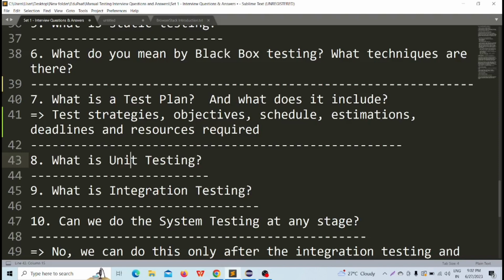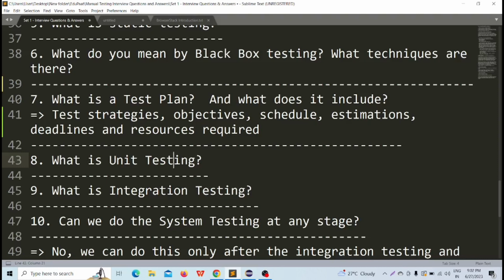Okay, now what is integration testing? What do you mean by integration testing? We know that after unit testing, integration testing will be done. The unit testing video is also there in my playlist, you can see my unit testing video so that you will get more knowledge of unit testing.